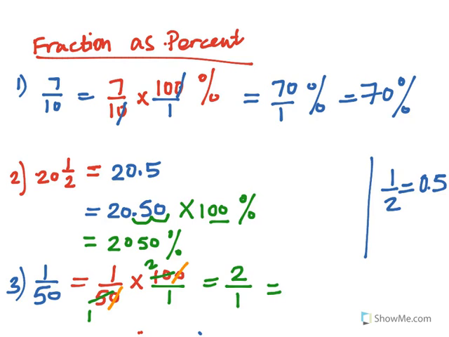So the answer is, okay, I didn't write the percent sign. Here also I have to write the percent sign. Okay, let's write it in blue. The moment I multiply it with 100, I have to write the percent sign. So my final answer is 2%. I hope it's clear to you guys.